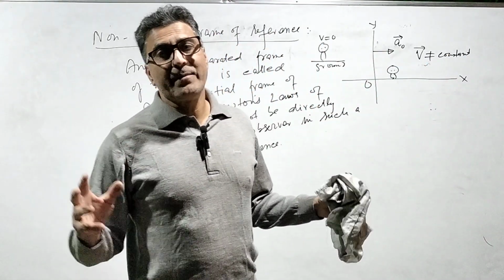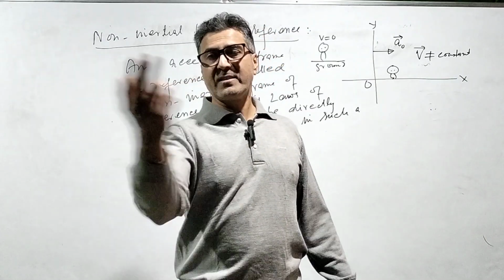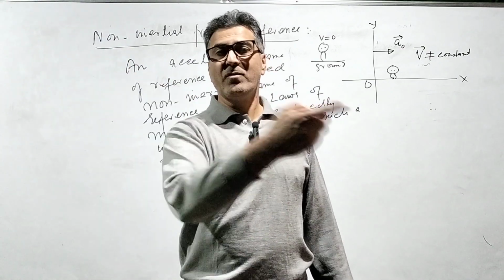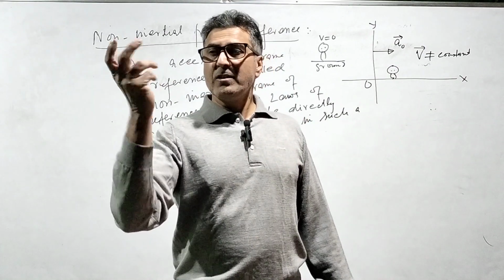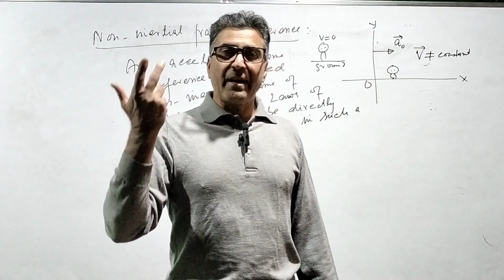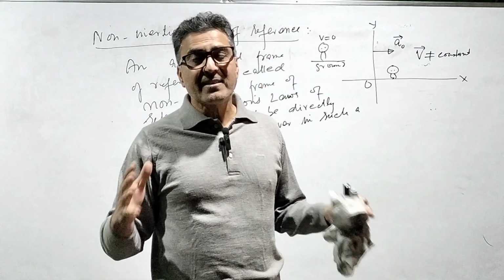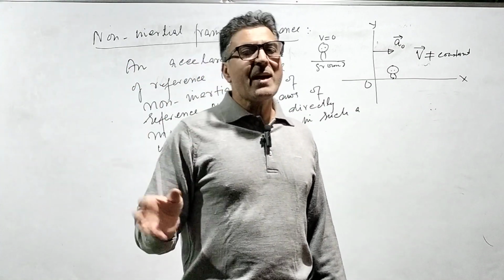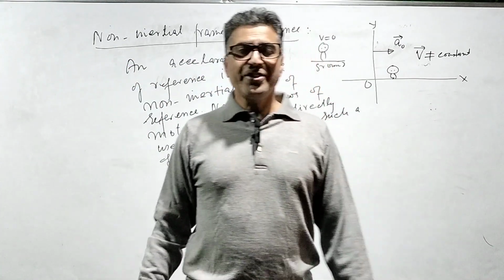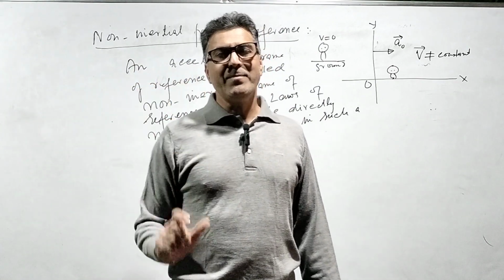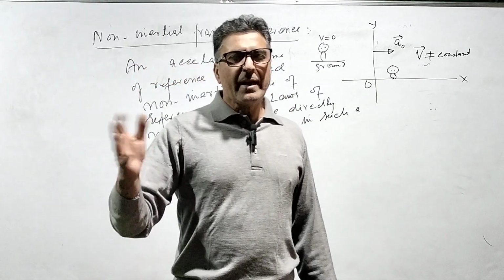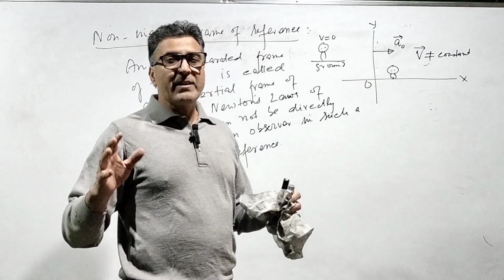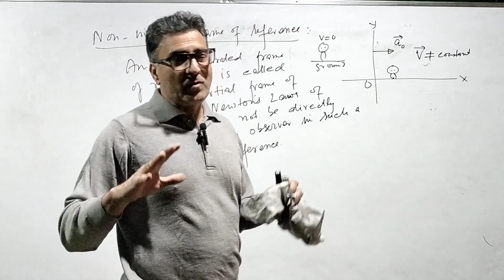Earth as such is not an inertial frame of reference, because Earth is rotating and is also accelerating towards the sun. It is revolving around the sun, so there is one acceleration towards the sun. It is also rotating about its own axis, so there is one more acceleration. So Earth cannot be considered an absolutely inertial frame of reference. But for a short time, it can be treated as an inertial frame of reference, because its acceleration may not affect our equations and calculations.